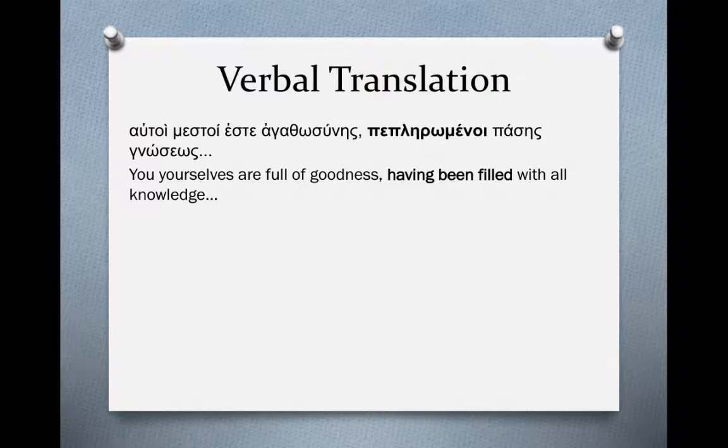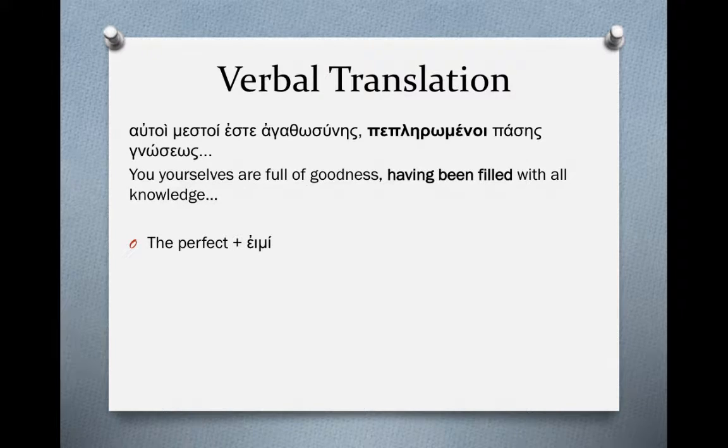This would be translated, you yourselves are full of goodness. Este would be a form of eimi, and then agathosunes is goodness, full of goodness, and then comes a perfect middle passive participle from plerao, pepleromenoi, having been filled with all knowledge. You yourselves are full of goodness, having been filled with all knowledge. Now some translations might opt for just the word filled, and that would be fine, but we're keeping the having been to show a little more clearly or more fully what is the aspect, the idea of the perfect participle.